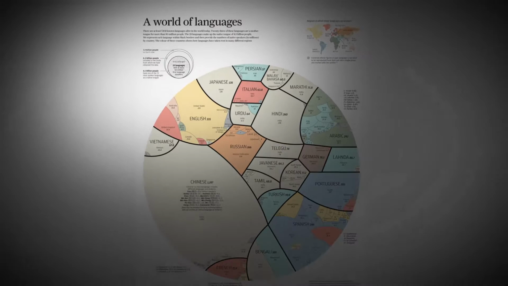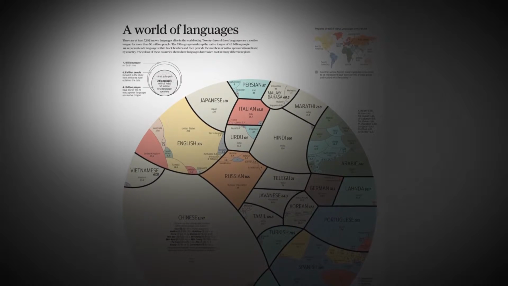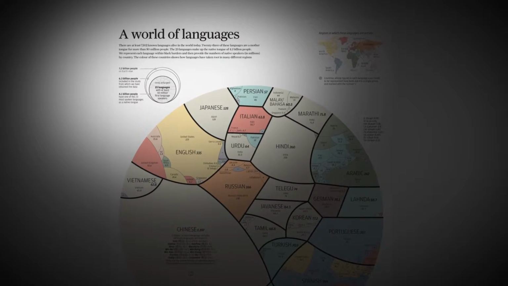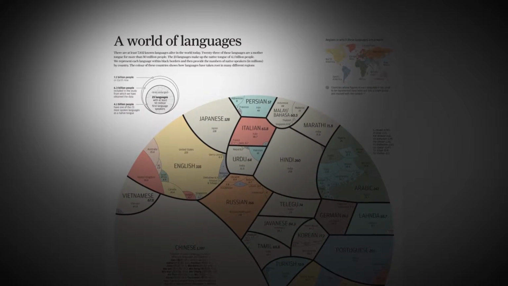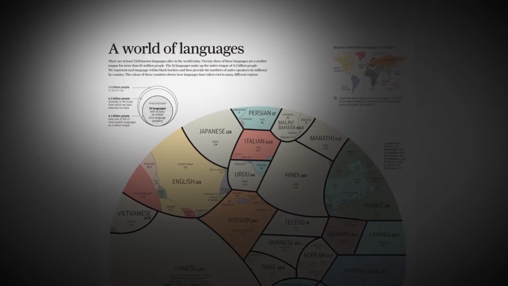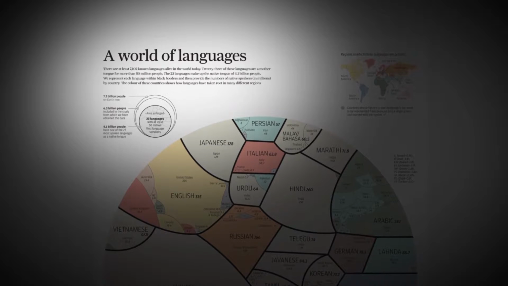On the top left of the page, we have the title of the infographic. It says A World of Languages, and below is a very small description about what the infographic is about. The reason for placing the title and the description on the top left is that we as humans are practiced at reading books from left to right. So as we look at any new page, our eyes always go to the top left of the page.